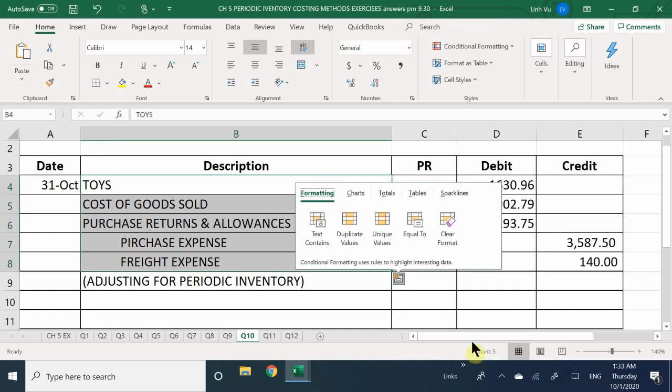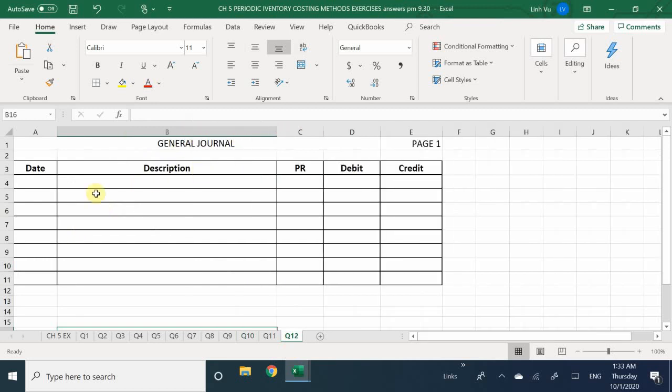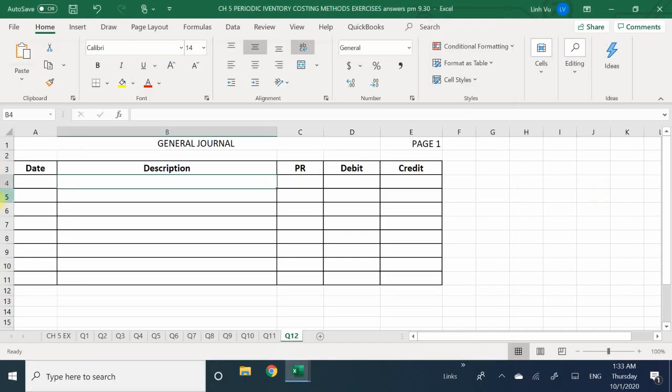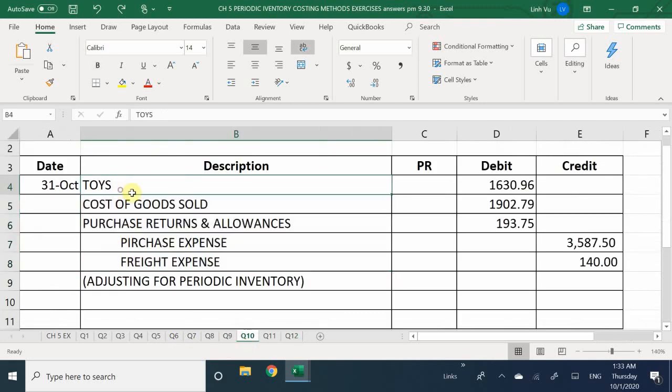Okay, good. Now, last but not least, we're going to journalize our adjustment entry right now. So again, it should look, if not very identical to the previous problem. So the previous problem was here.